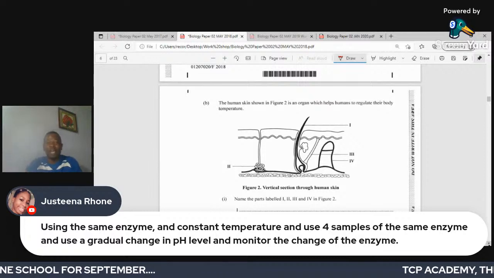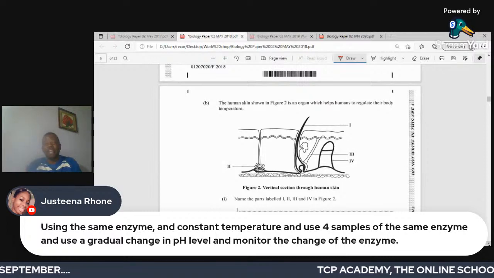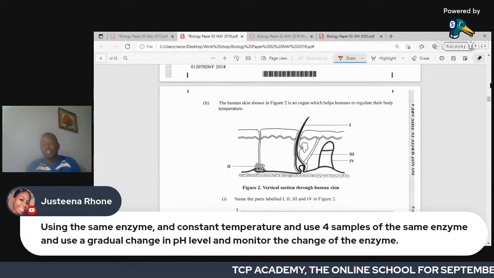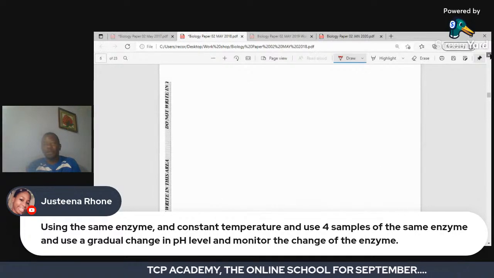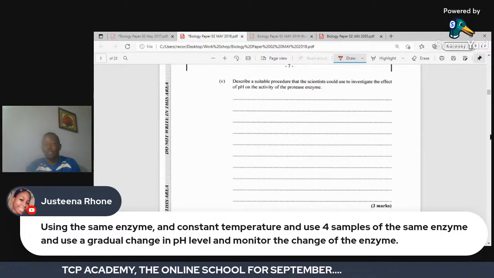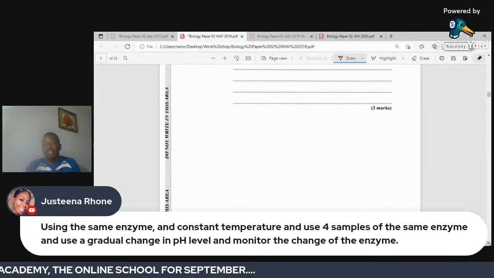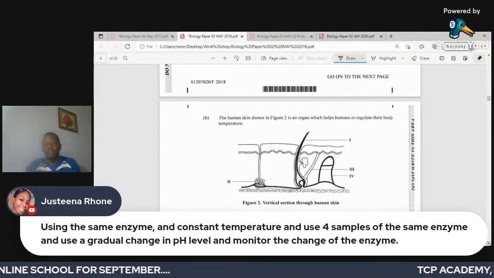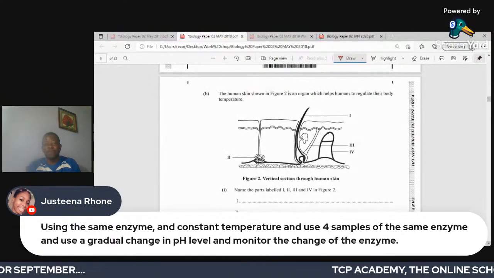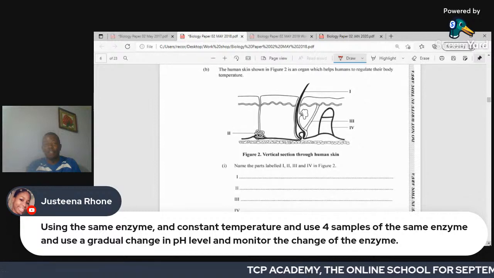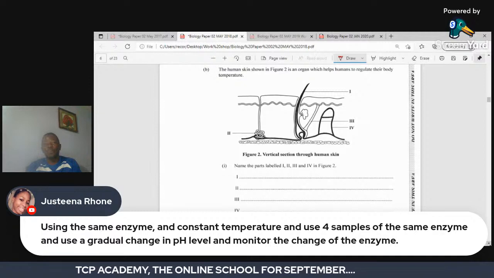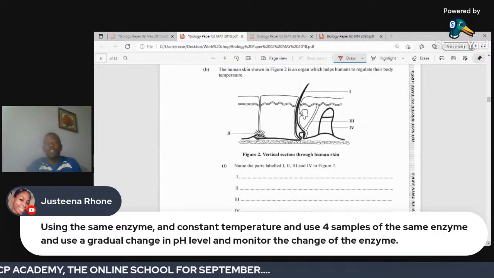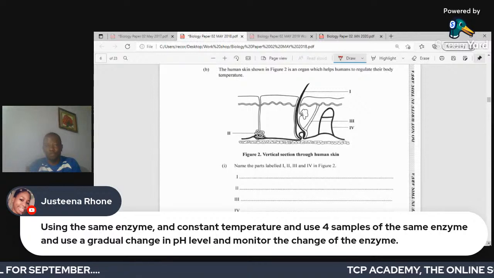So we're going to be looking at the skin. This is a very easy diagram to label, the human skin. Remember, this morning when we were looking at the 2017 paper, the skin was on the 2017 paper as well. The human skin shown in figure 2 is an organ which helps humans to regulate their body temperature.